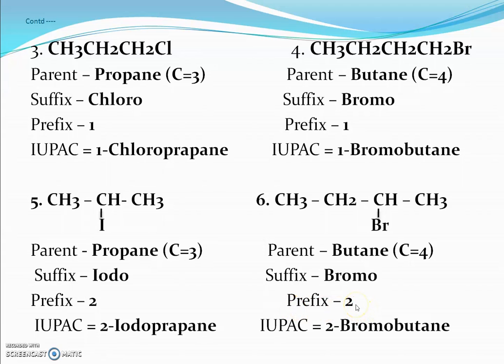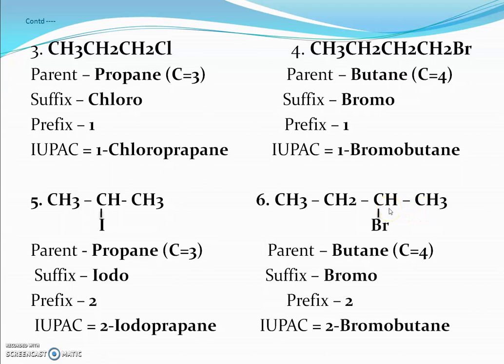The reason behind this is that while numbering the chain, the numbering is done in such a way that the functional group attached to that carbon atom should get the lowest possible number. When we number this chain from left to right, the numbers are 1, 2 and 3. The third carbon atom comes, and when we number from right to left, the number becomes 2.